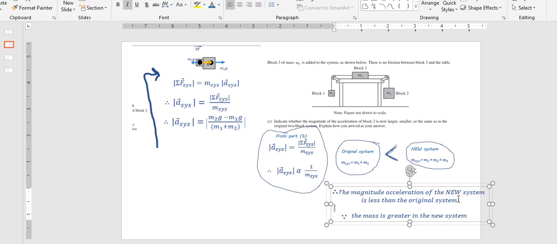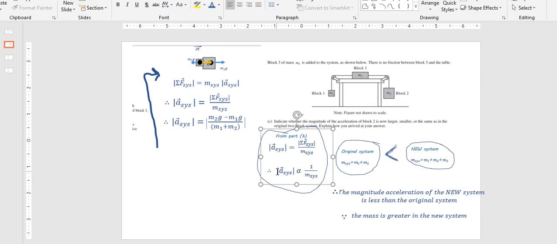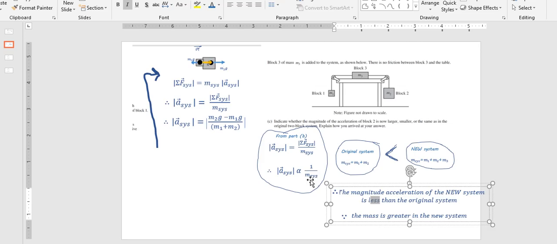The magnitude of acceleration of the new system is less. That's because the mass is greater in the new system and acceleration and mass are inversely proportional. Always go back and reread your answers. I wouldn't have caught that. I would have just left it. So yeah, be careful about that. So anyway, this one is worth 2 points. You have to have the right answer and back it up. So I wouldn't have gotten any points for that because I had a typo there. But yeah, it's less because they are inversely proportional.